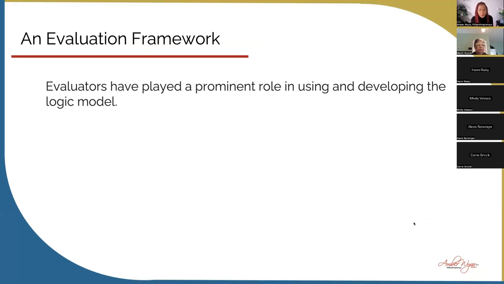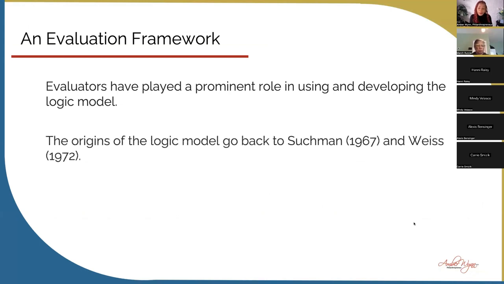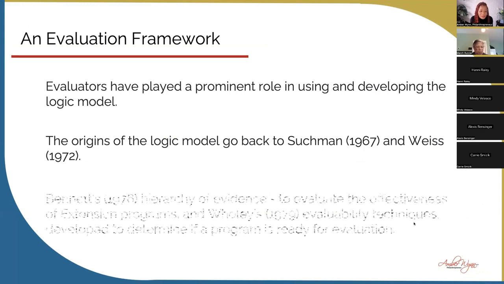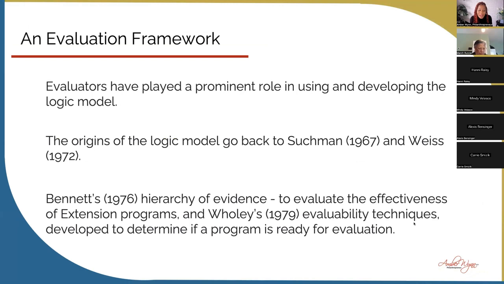Evaluators have really played a prominent role in developing the logic model. The logic model goes back to Schumann and Weiss in 1972, Bennett's hierarchy of evidence to evaluate effectiveness. Remember I said again about the extension programs, and then Wholey was the evaluability techniques developed to determine if a program is even ready for evaluation.